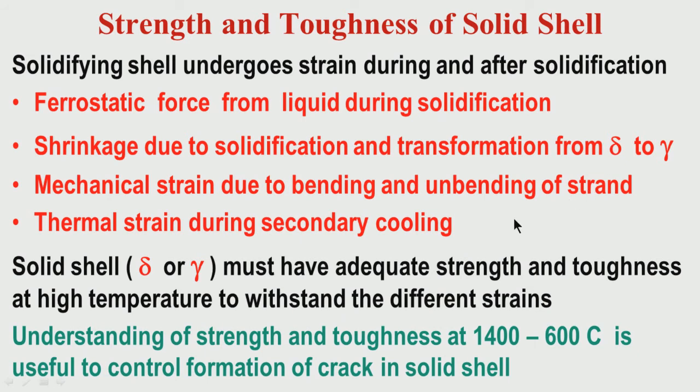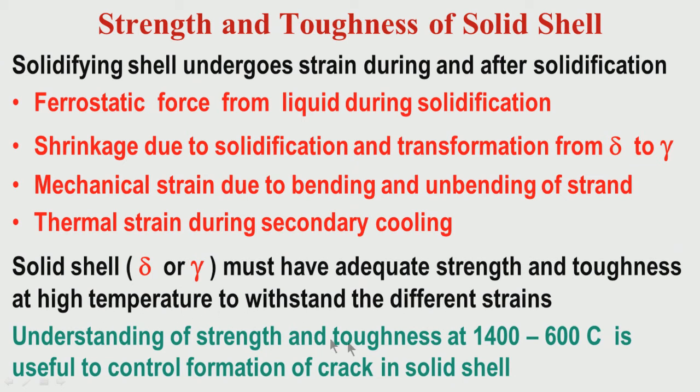We have to be more careful about the strength and toughness of the solid shell. So that is why what I am telling here is, look at the solid shell, whether it is delta or gamma, after solidification is complete, what is the constituent? Is it delta ferrite or gamma? This must have adequate strength and toughness at high temperature to withstand the different strains. High temperature, basically what I mean, during solidification and at temperatures lower than solidification also.